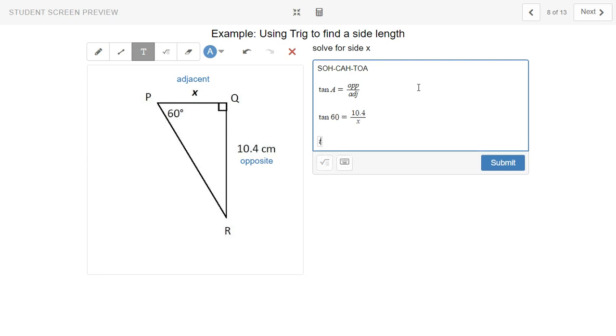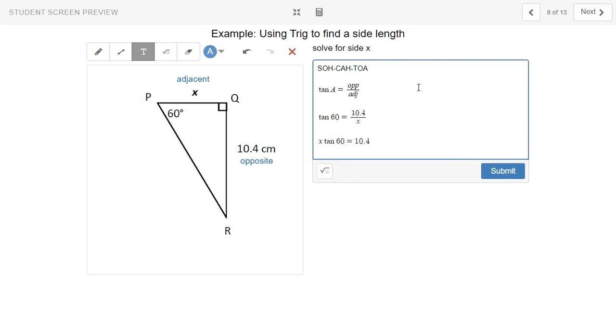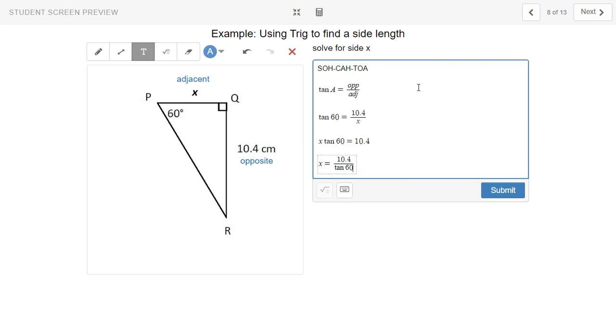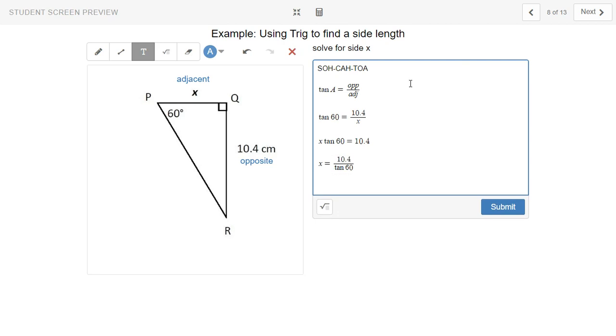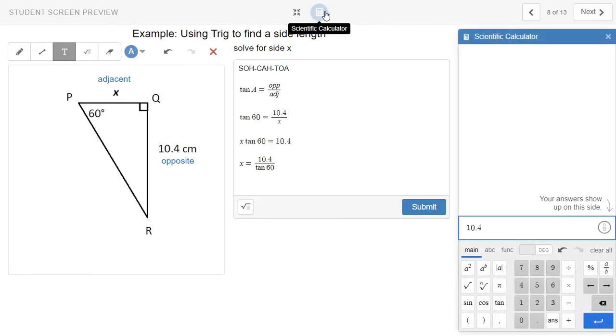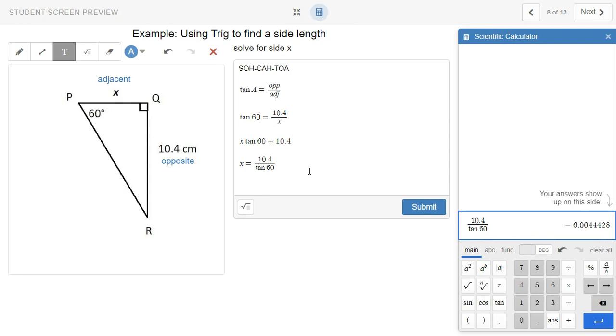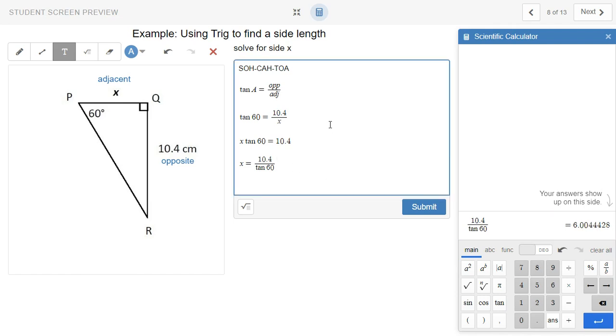So I have x tan 60 is equal to 10.4. x is equal to 10.4 divided by tan 60. I have 10.4 divided by tan 60, and to two decimal spots, it would be 6.00. The third number is a 4. So because it's 4 or under, we're going to just drop all of that and round our answer to 6.0.